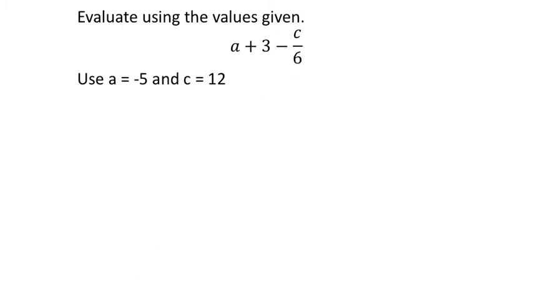So let's go ahead and evaluate this one. It gives us two letters, A and C on this. No problem. We can do that. Let's go ahead and just rewrite the expression though. A plus 3 minus C over 6.